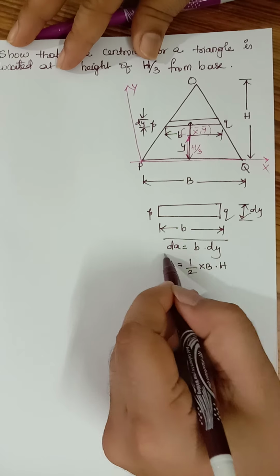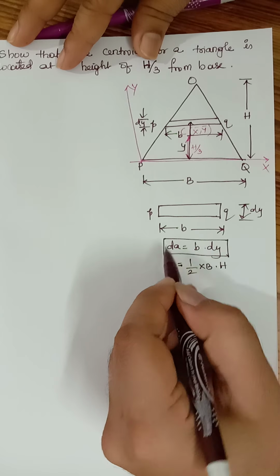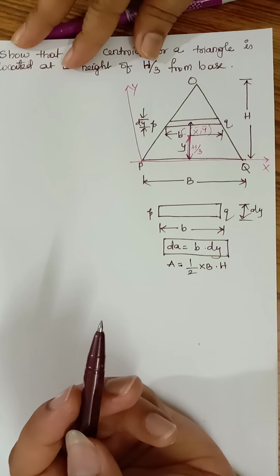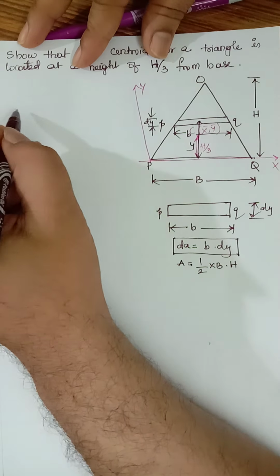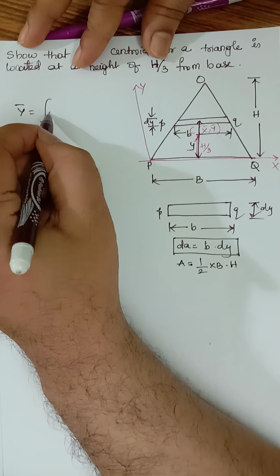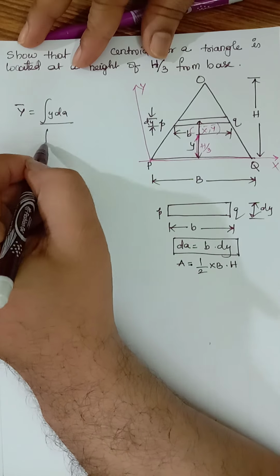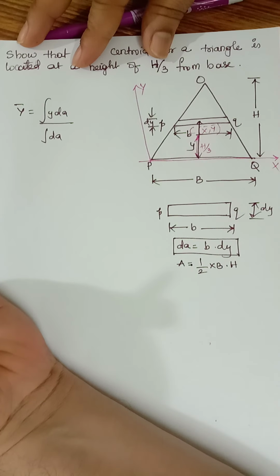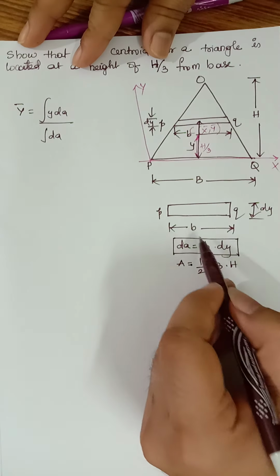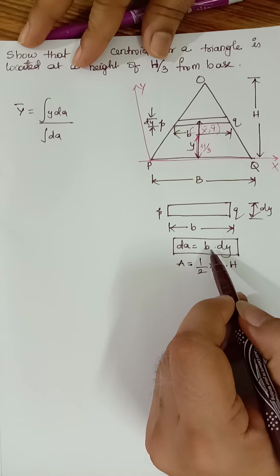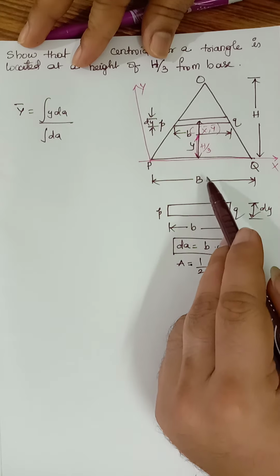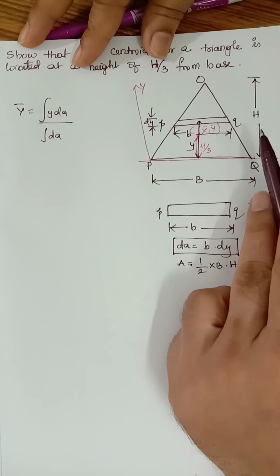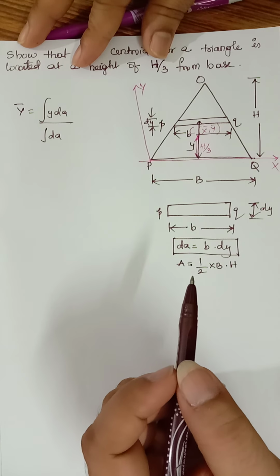We need this to calculate the coordinate of the centroid, that is y bar. The formula here is y bar equal to integral of y dA by integral of dA. But here we have the area in terms of small b, so we can convert small b into capital B and H. How can we change that into B and H?